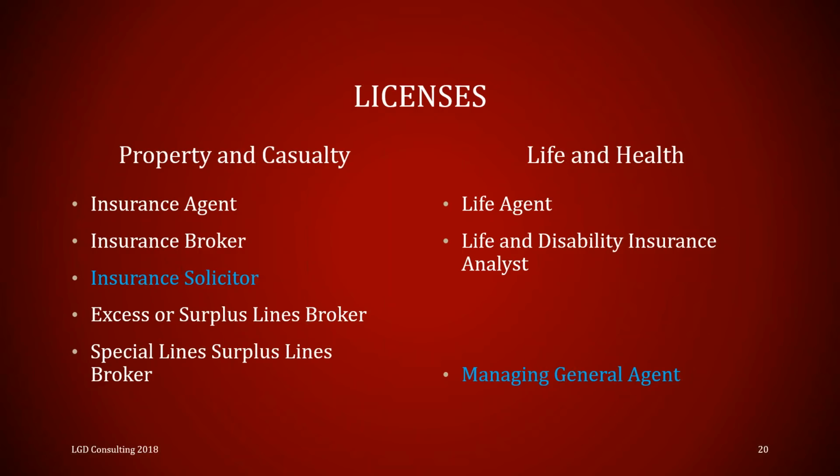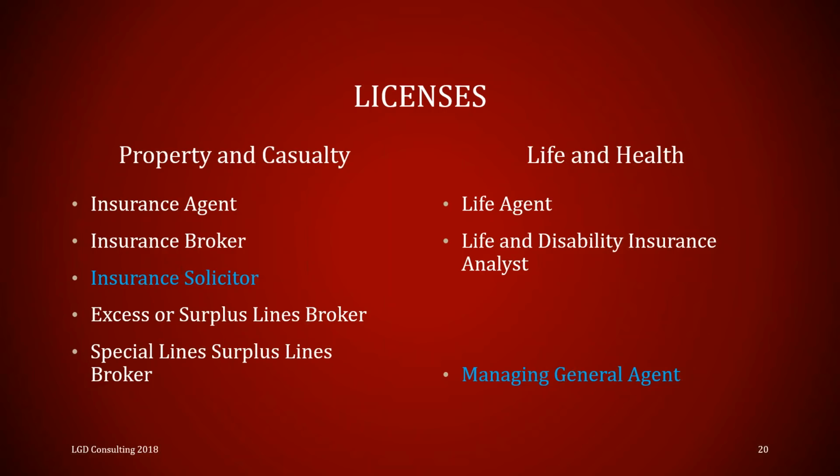Now, the reason I have insurance solicitor in blue is because an insurance solicitor represents a broker or agent on the property and casualty side. There's no such thing as a life solicitor. Right? An insurance solicitor is a natural person. A natural person is an individual human being, just like you and I. An insurance agent or insurance broker is a person. That means an insurance agent can actually be a partnership, a corporation, a business trust. An insurance broker can be a person, a natural person, right? It could be a partnership, a corporation, a business trust, a limited liability company. So a person is any legal entity, but an insurance solicitor is a natural person, which is a single individual human being. All right, so be wary of that.